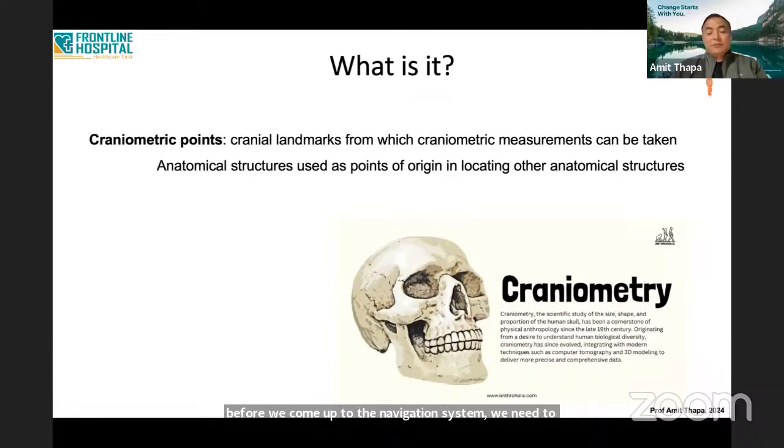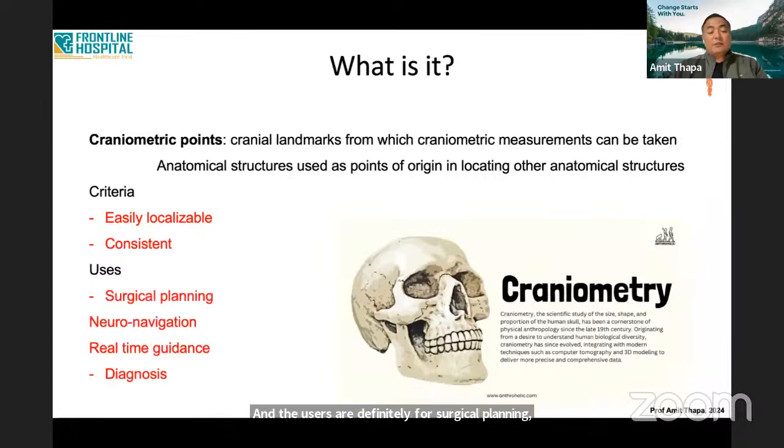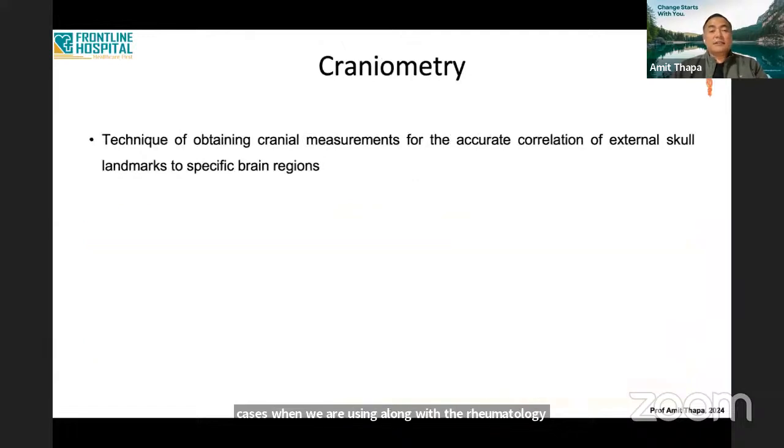Craniometry is basically a scientific study of the sizes, shape, and proportion of the human skull. Craniometric points are those crucial landmarks over the cranium which can be used to identify or measure these craniometric measurements. The criteria are that these points have to be easily localizable and consistent, so that everyone looking at the patient's skull can identify them very easily. The uses are definitely for surgical planning, neuronavigation, and real-time guidance as we are operating on the patient's head. And of course, in some cases, when used along with radiology, we can even use it for diagnosis, which we will touch upon at the end of the slides.